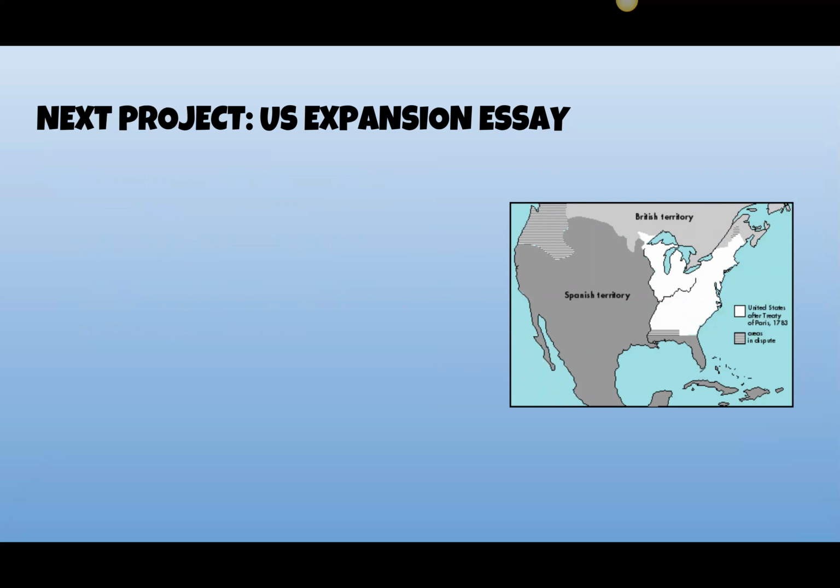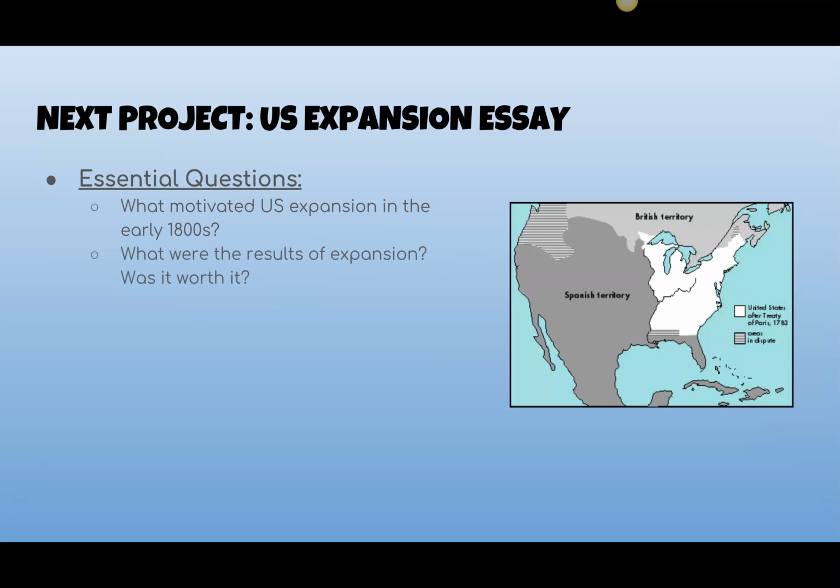If you look at this image, the white part in the image is actually what we had around 1783. Everything else belonged to Spanish territory to the west, and then above us was the British territory. So how did we get to the point where we took over all of it? The essential questions were: what motivated U.S. expansion? Why did we decide to move? And what were the results of that expansion, and was it really worth it?